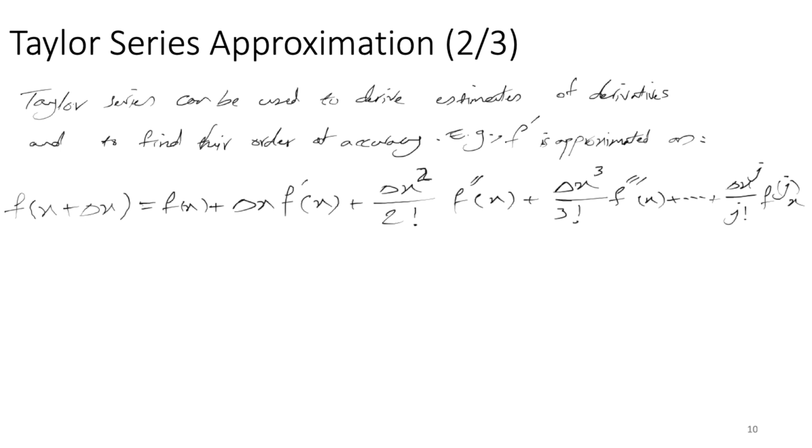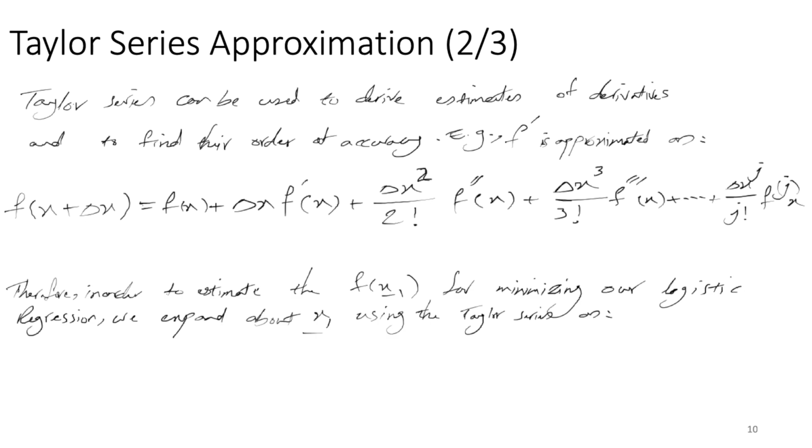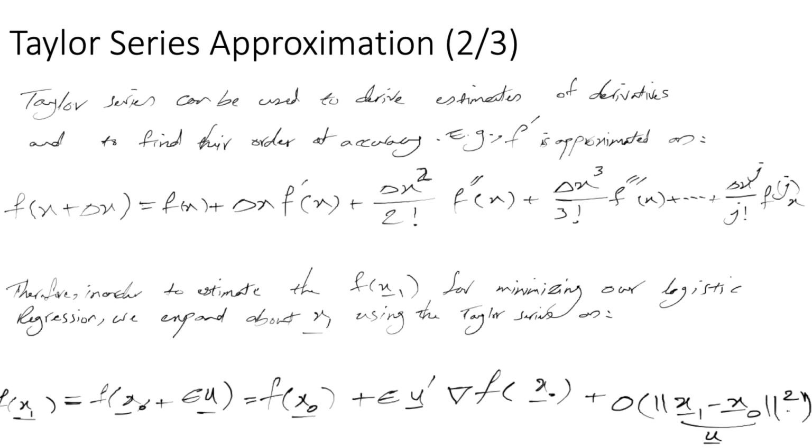So the further you go, the smaller your error would be, and you would have a better approximation, right? So expanding this, we found out that this is the expansion for the gradient descent we should use.